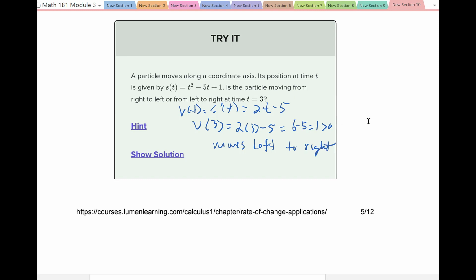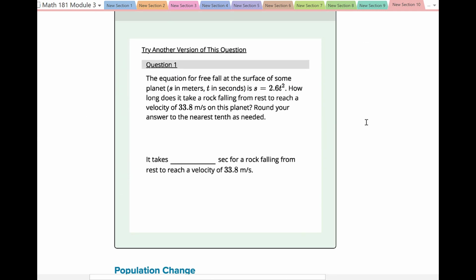Okay. The equation for free fall at the surface of some planet, where s is in meters and t is in seconds, is s equals 2.6t squared. How long does it take a rock falling from rest to reach a velocity of 33.8 meters per second?